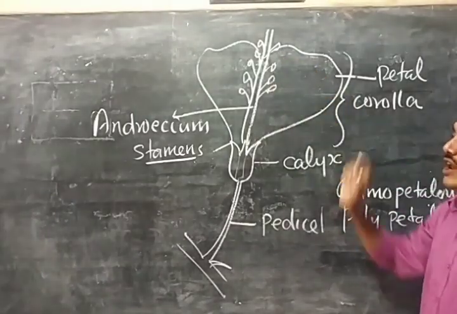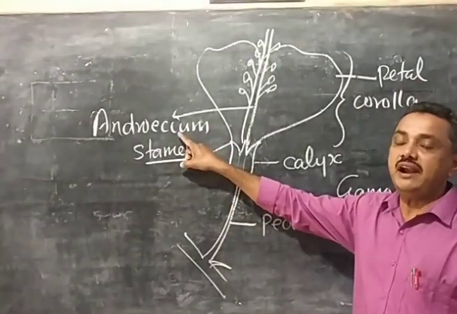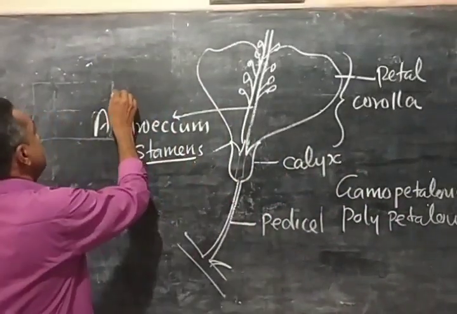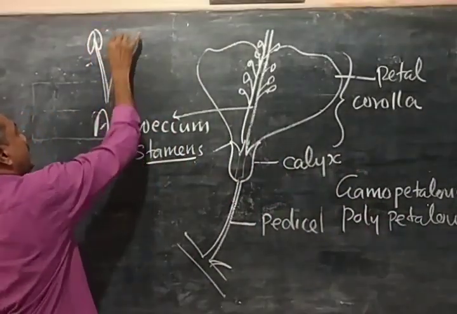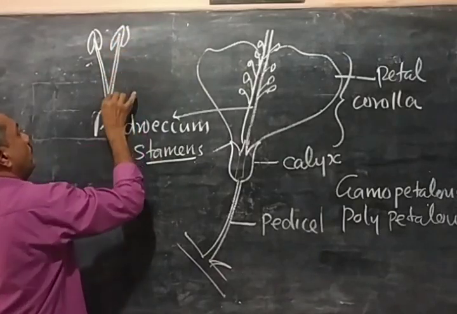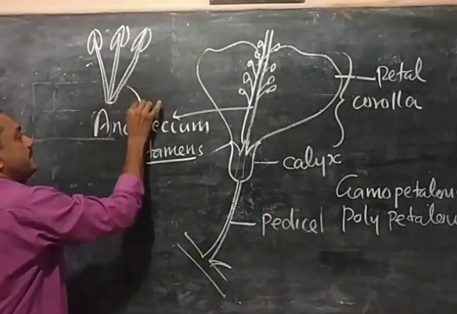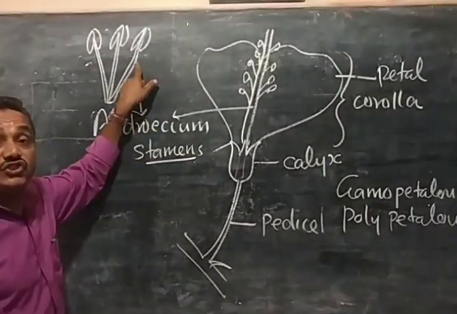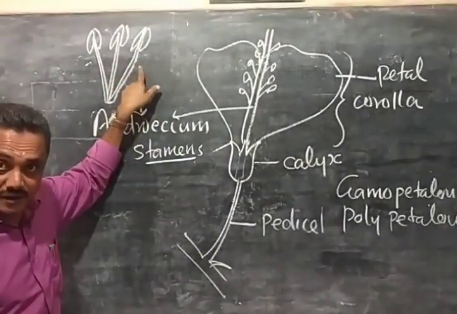Androecium and stamens. So what is androecium? The male part of the flower is called androecium, and one part is called stamen. You see stamens like that: one stamen, second stamen, third stamen. A group of stamens is called androecium. One is called stamen, the main part of the flower.